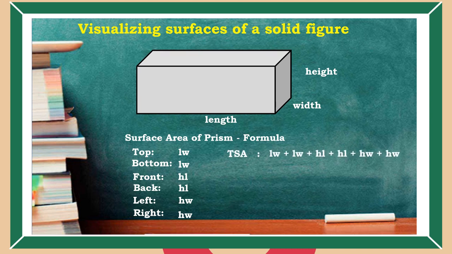To get the total surface area of rectangular prism, we are going to use the formula LW plus LW plus HL plus HL plus HW plus HW, or we can use the formula 2LW plus 2HL plus 2HW. Another formula that we can use is 2 multiplied by LW plus HL plus HW.